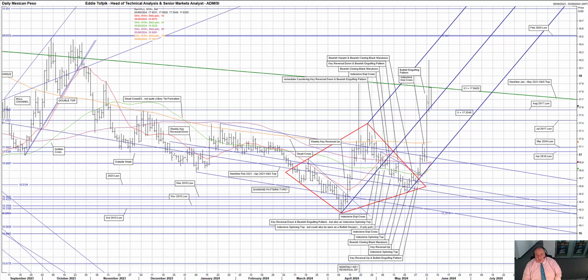The topside was capped on a closing basis by the green highlighted neckline extension to the January to May 2021 head and shoulders top, currently at 1785.58, though the peak of yesterday did almost reach up to the dark blue upper time, currently at 1835.40. Overall, two things to keep in mind.